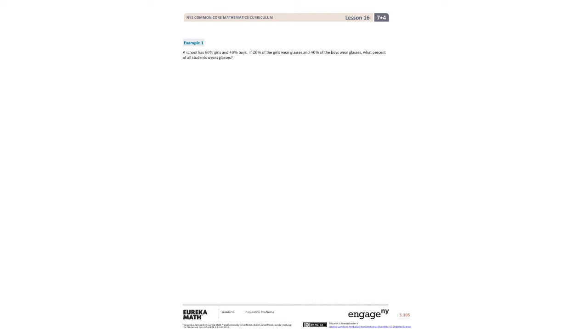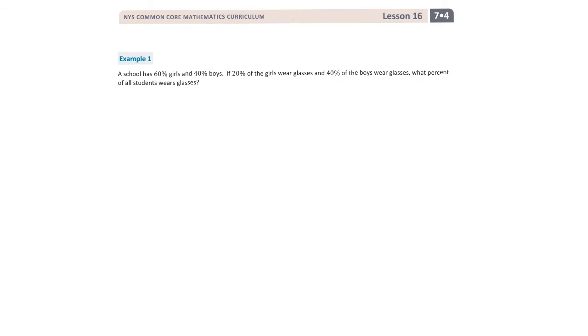Go ahead and flip over your page. We're going to start with example 1. A school has 60% girls and 40% boys. If 20% of the girls wear glasses and 40% of the boys wear glasses, what percent of all students wear glasses? Well, first, we're going to let N represent the total students.